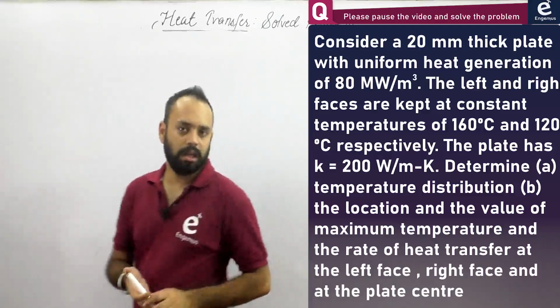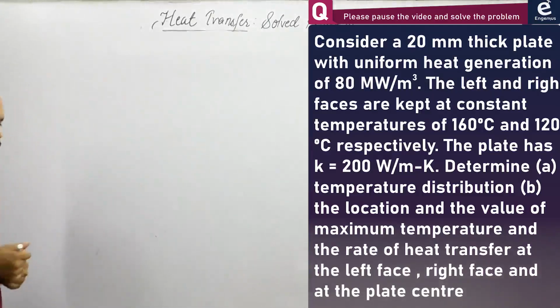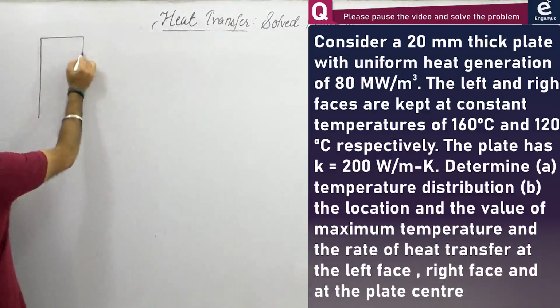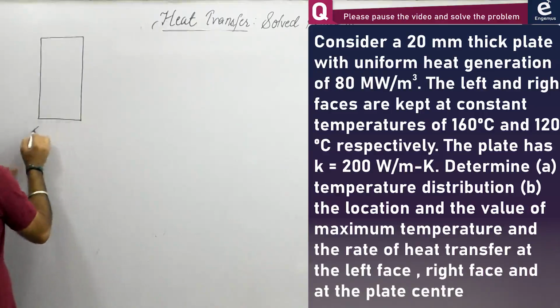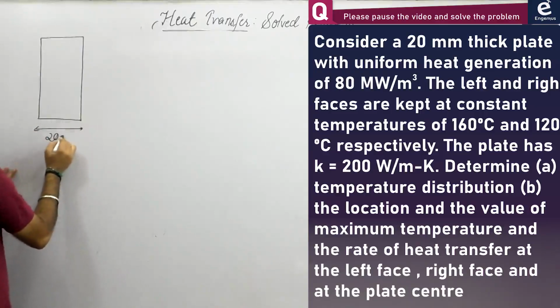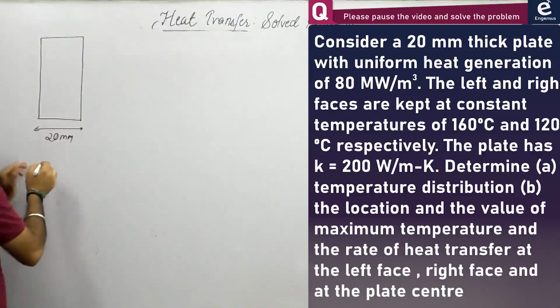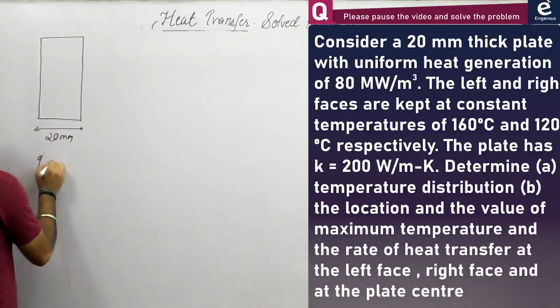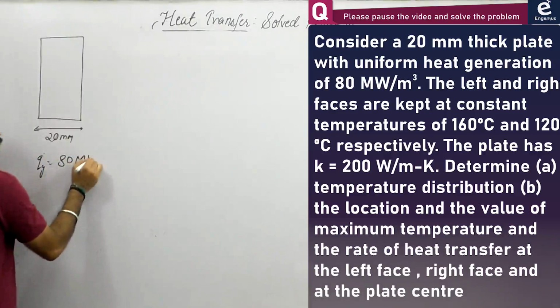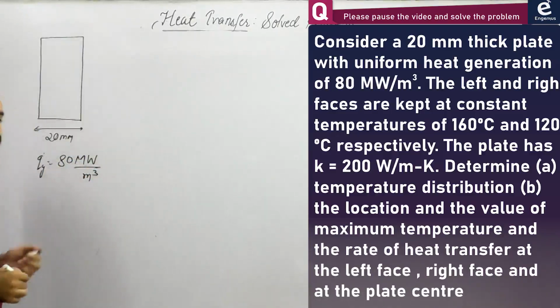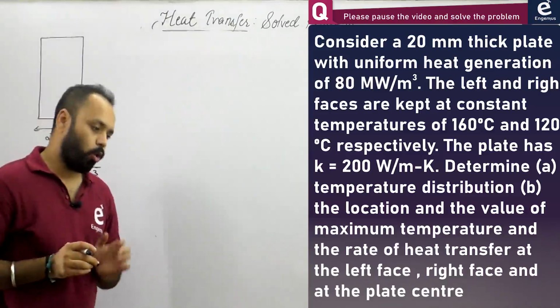Okay, so let us take the next problem, the problem number 6, which is saying that consider a 20 mm thick plate. So the plate thickness is 20 mm. Consider a 20 mm thick plate, correct, with uniform heat generation of 80 megawatt per meter cube. So Qg is equal to 80 megawatt, M for mega, 10 to the power 6 per meter cube. The left and right faces are kept at constant temperatures.